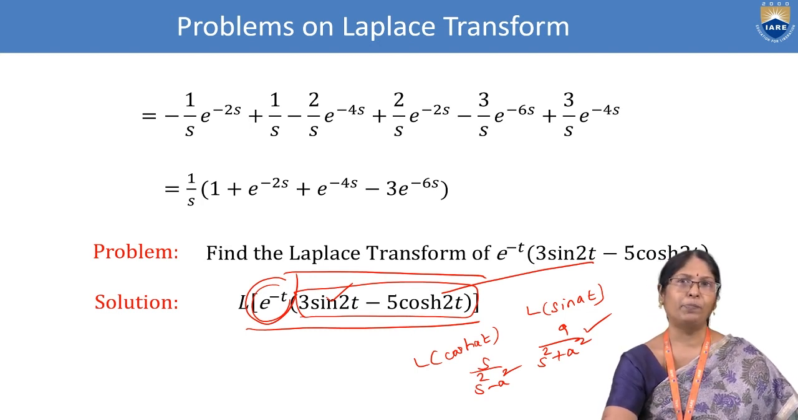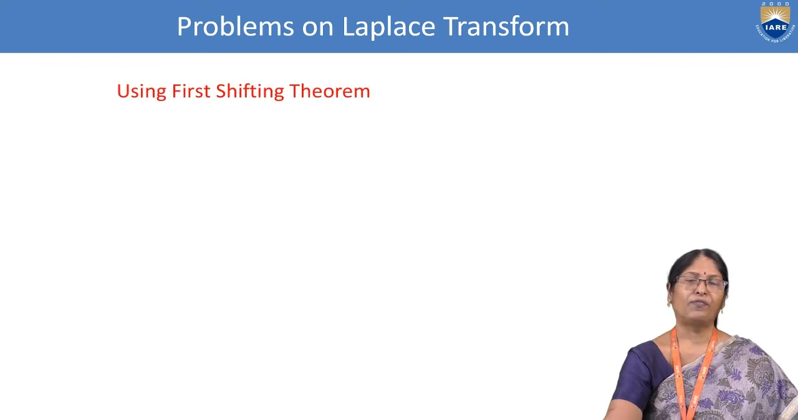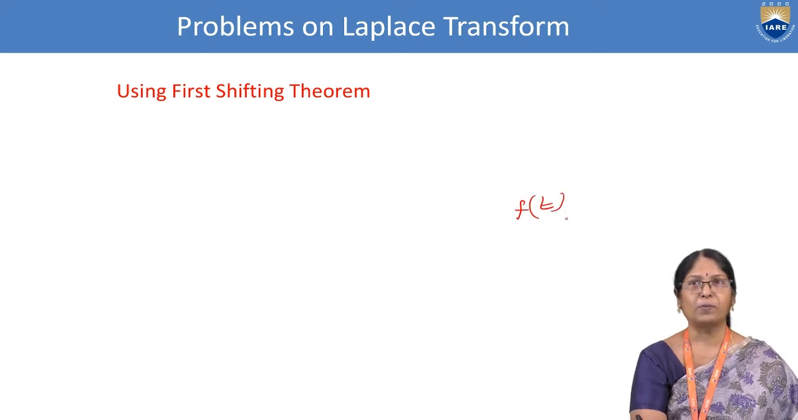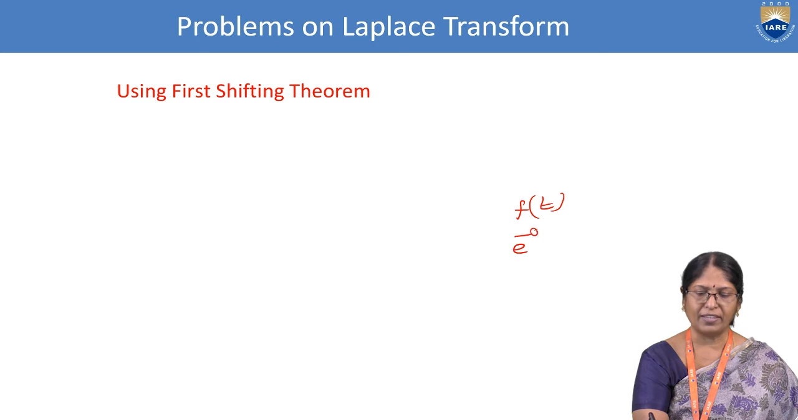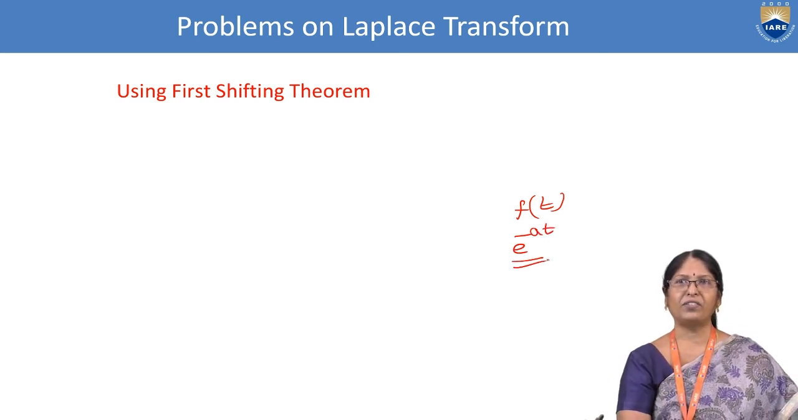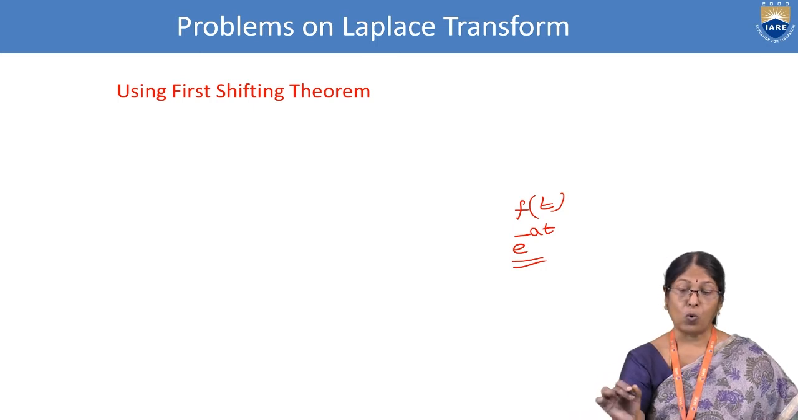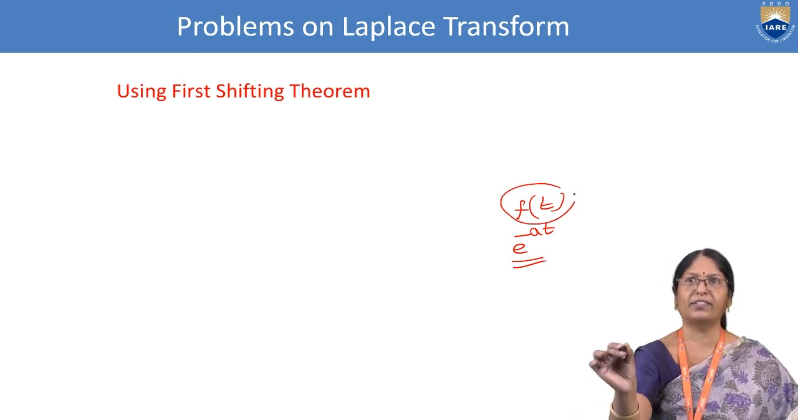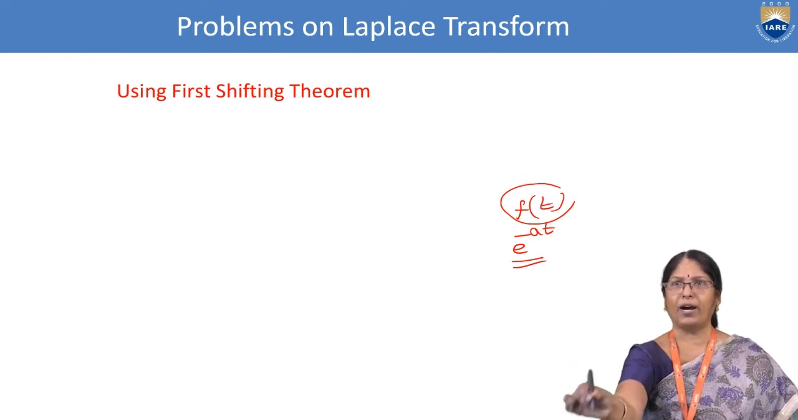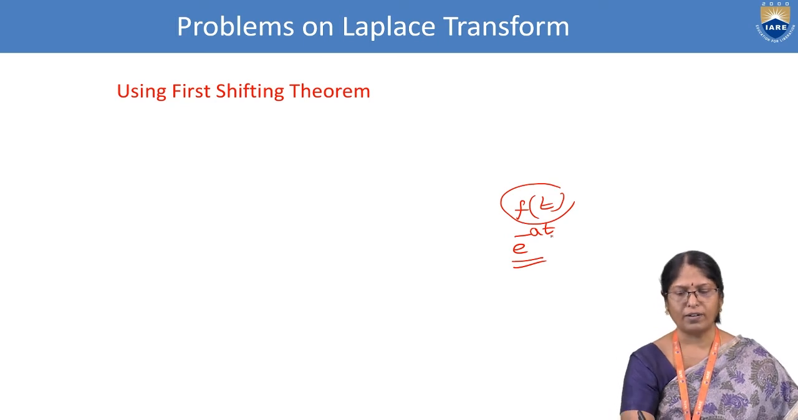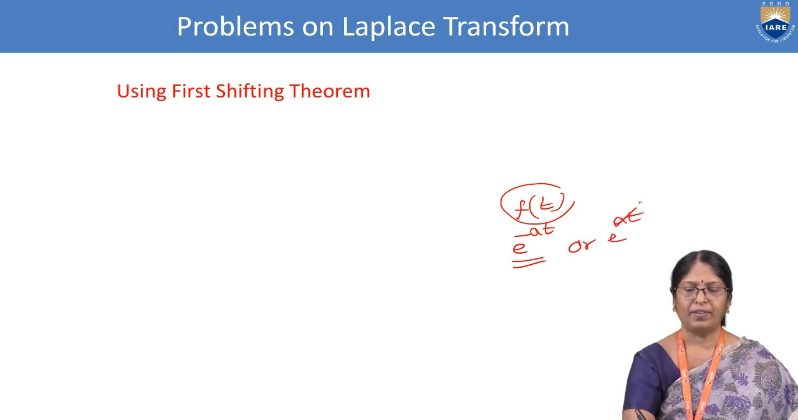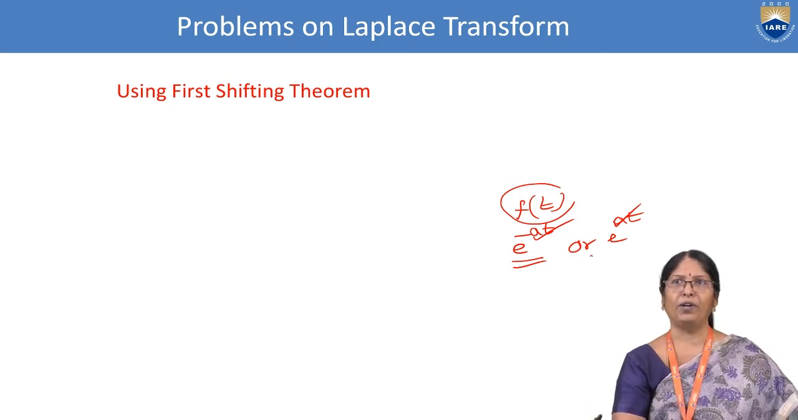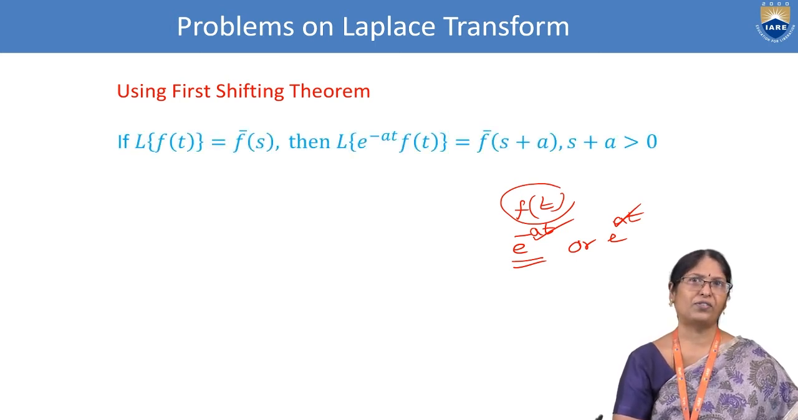Then we will take help from the theorems on Laplace transform. The first one is, whatever the function f of t in Laplace, which is multiplied by e power minus a t, strictly, the first shifting theorem is only for this. That is, whatever the function is, it should be multiplied by e power minus a t or e power a t. Then, like the given problem, we have to select the first shifting theorem. Yeah, what is the first shifting theorem?